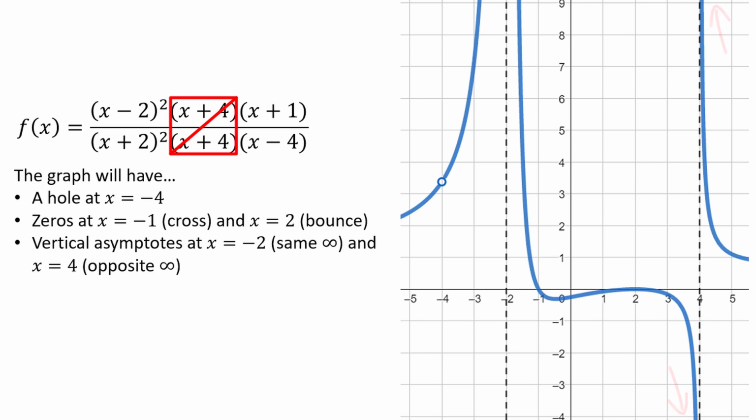So in summary, if a factor cancels, that will indicate a hole in the graph. Of the remaining factors, wherever the numerator is equal to 0 indicates an x-intercept. Factors on the numerator with an odd multiplicity indicate where the graph crosses the x-axis, and factors on the numerator with an even multiplicity indicate where the graph bounces off of the x-axis. Any remaining factors that didn't cancel in the denominator will indicate vertical asymptotes. Factors on the denominator with an odd multiplicity indicate vertical asymptotes where the graph approaches opposite infinities, and factors on the denominator with an even multiplicity indicate where the graph approaches the same infinity.